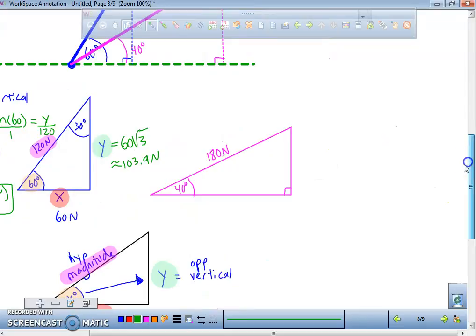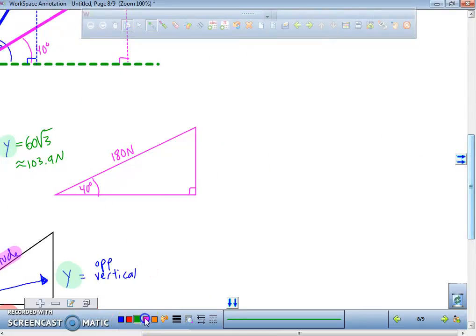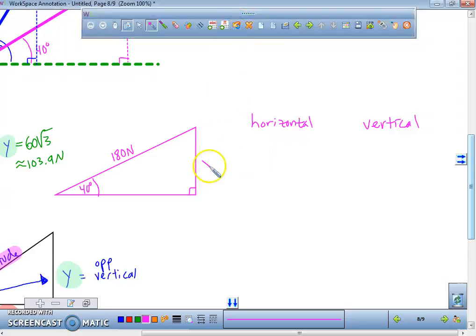Now, I'm going to go over to this triangle right here. We are going to write horizontal, and we're going to write vertical. How are we going to set this one up? There's your x. Oh, not there, x. Right? This is your y. This is your x. This is your angle.